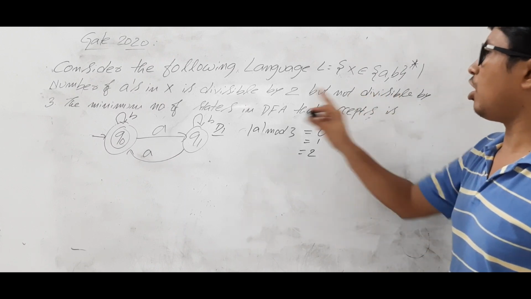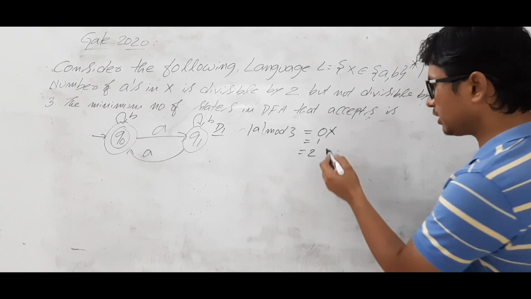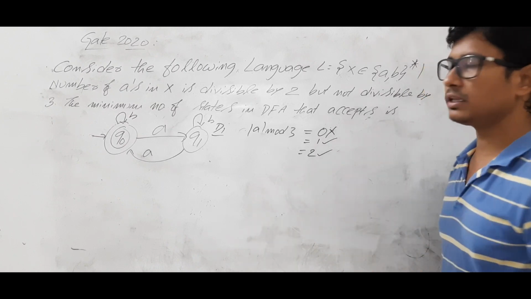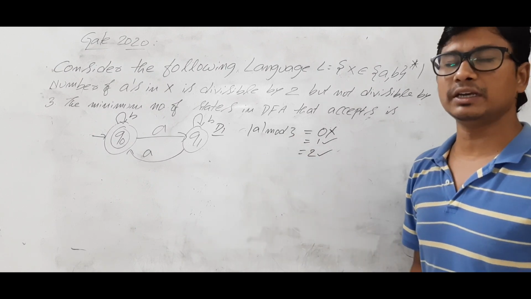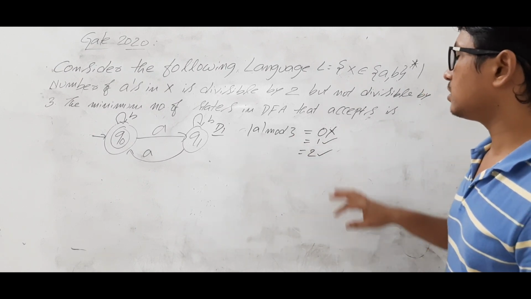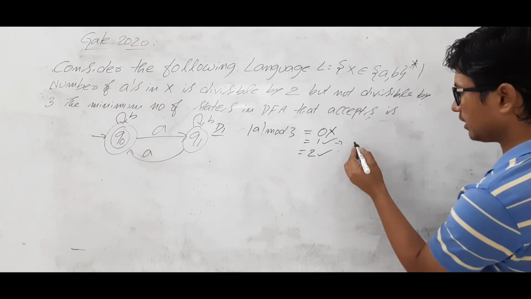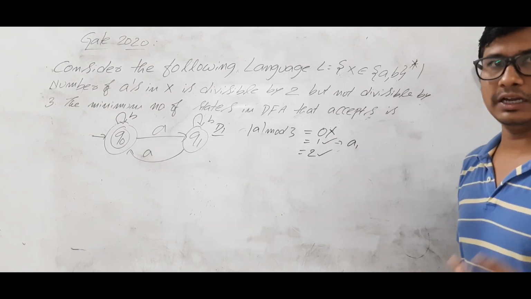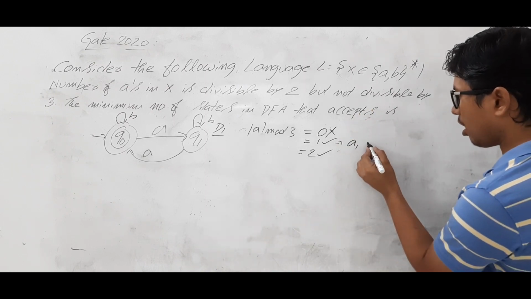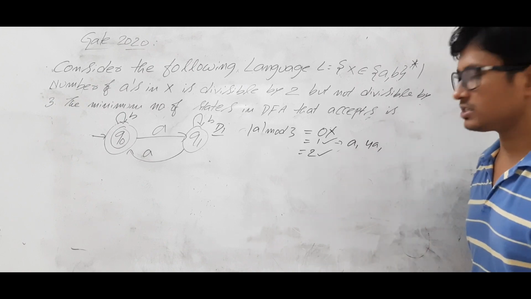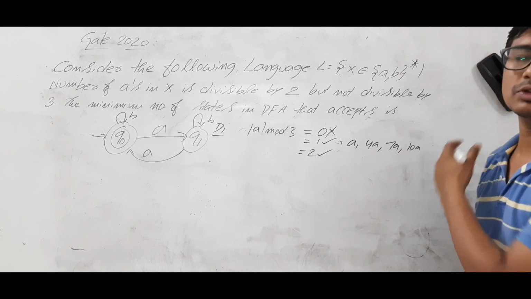But they are saying not divisible by 3. So you should not get the remainder 0, but you can get the remainder 1 and you can get the remainder 2. If you get some remainder, then you will say that it is not divisible by that number. Okay. So if you want to get 1 as a remainder, then the number of A's can be a single A, because if it is 1 A, you will get remainder 1, or it can be 4 A's, or 7 A's, or 10 A's, and so on.